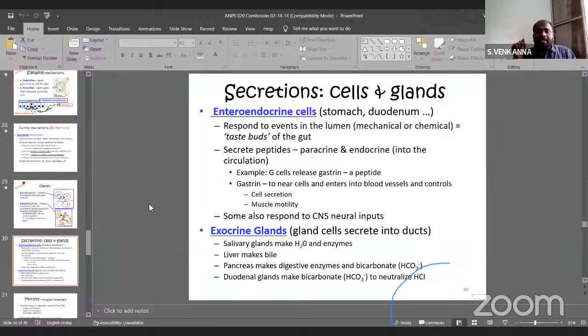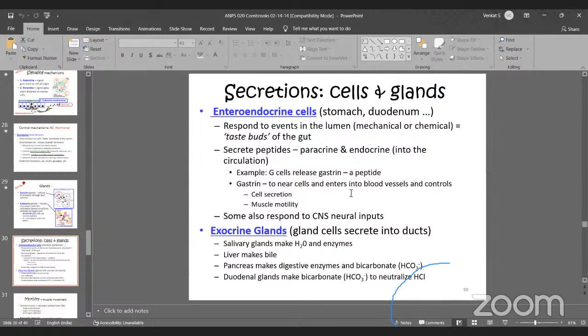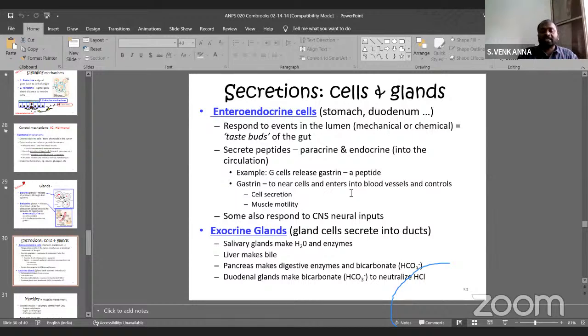For example, gastrointestinal cells release gastrin. Gastrin is converted to the peptide. Then gastrin goes to nearby cells and enters the blood vessels and controls the cell secretion and also muscle motility. Motility means the process of eating. Then some also respond to CNS neural inputs, the central nervous system's neural inputs.